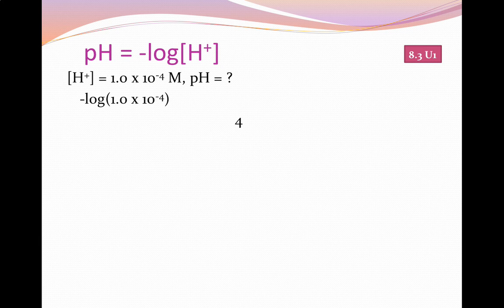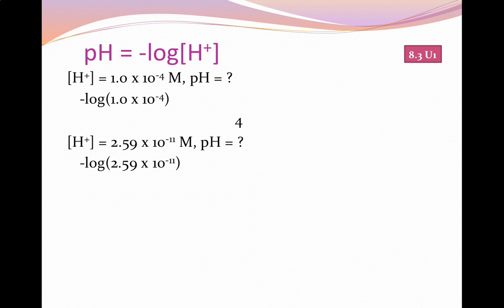Let's do one, though, that wouldn't be easy to do. My concentration of the H plus ion is now 2.59 times 10 to the negative 11. I want you to figure out the pH. And that's how I would write it again. Let's give them a try. And we'll want to write it in scientific notation so we don't have a number of 0.000, whatever it ends up being. Nicer in scientific notation.